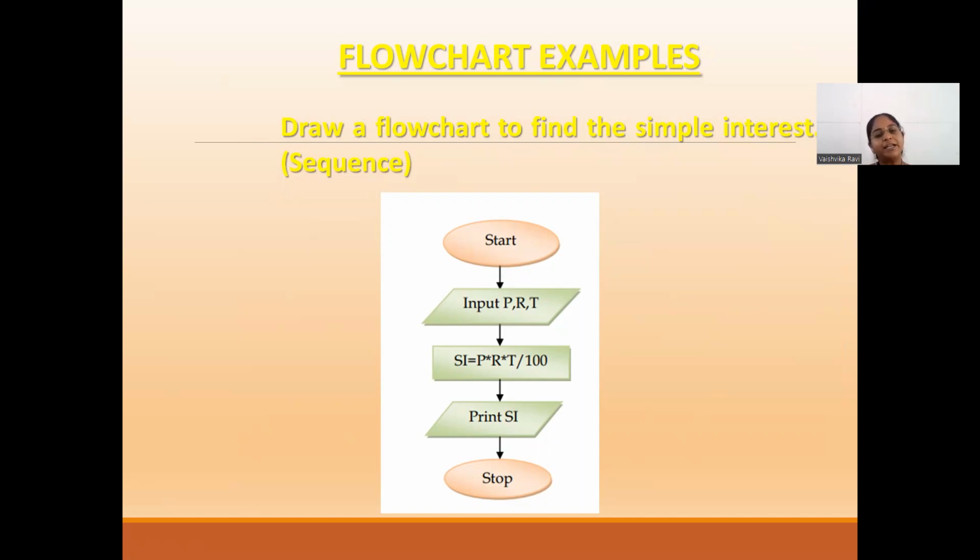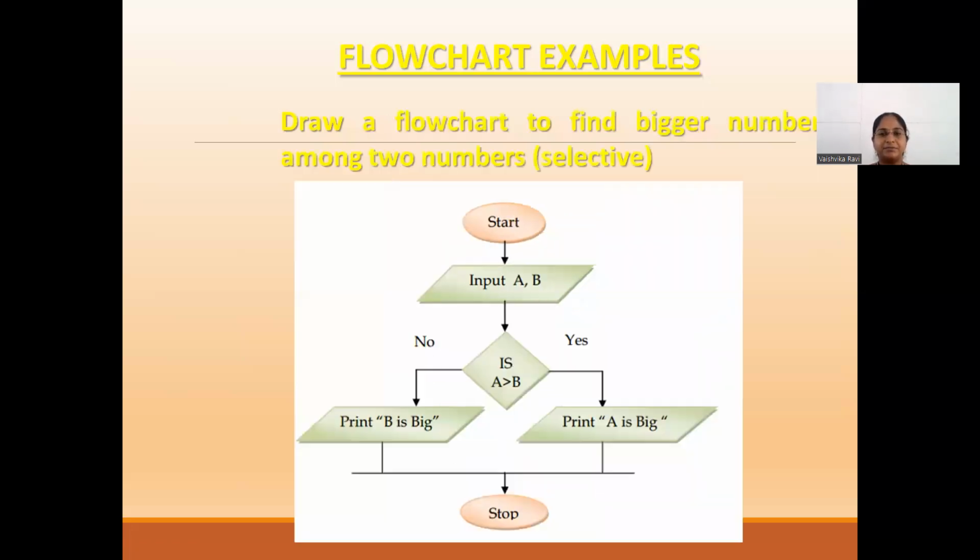Once the value is calculated, it can be printed. The points to be noted are, for the start and the end, we are using the terminal symbol. It may be a rounded rectangle or oval shape. To get the input and the output processes, we will be using the parallelogram symbol. For the process, that is any calculations, we will be using the rectangle symbol.